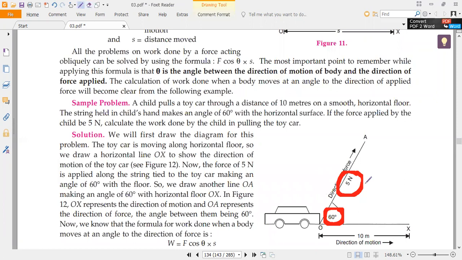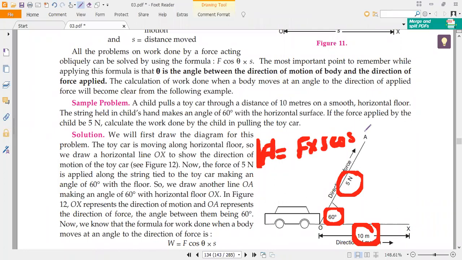Applied force is 5 newtons. And what is the displacement, Harish? Displacement is 10 meters. So now, without seeing, you can tell me the formula. Work done is equal to F into S into cos 60 degrees. So F is equal to 5, S is equal to 10, into cos 60.